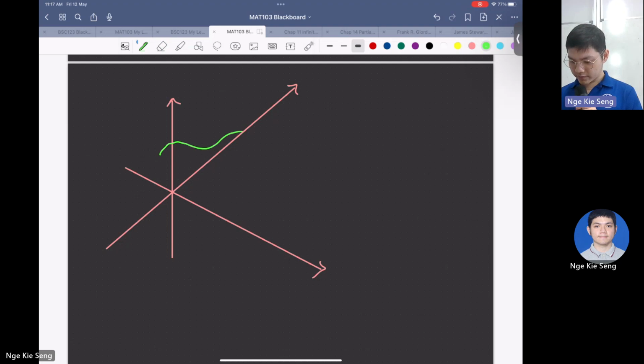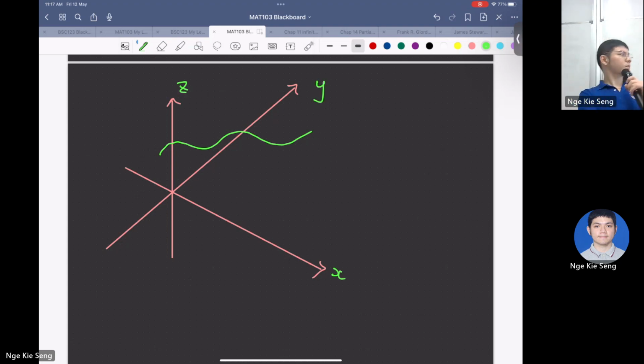So let's discuss continuous functions of two variables. We have x, y, and z. What is the limit at this point (a, b)? What does this limit mean?